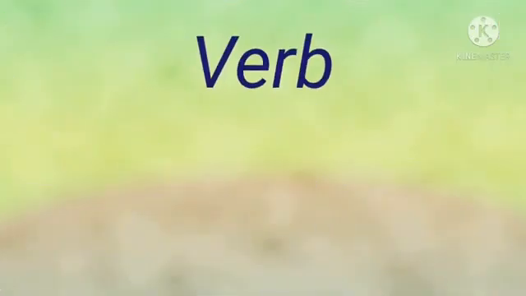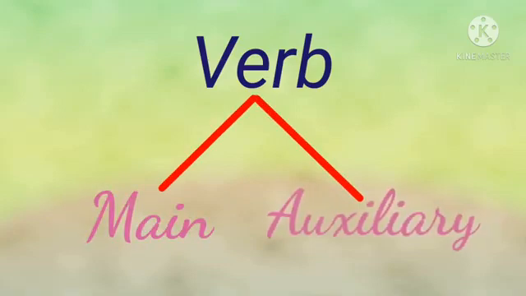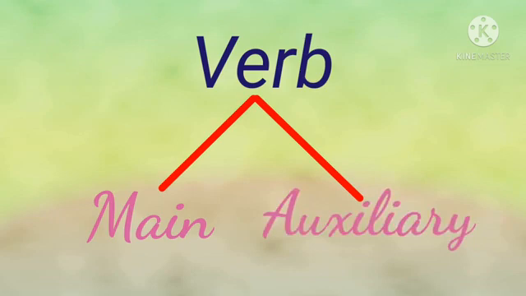What are verbs, children? Verbs are action words or a state of being. The action words tell about the actions performed by a noun or a pronoun. Verbs can be main verb or auxiliary verbs. What are the two verbs, children? Main verb and auxiliary verb.